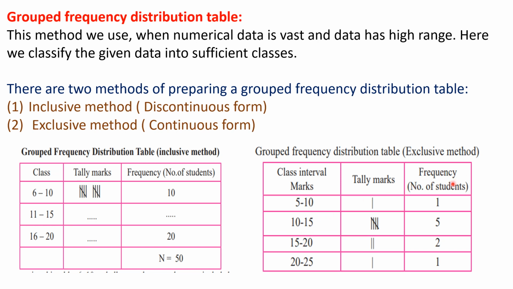So this is known as the exclusive method and the other table is known as the inclusive method. In the inclusive method, the classes are not in continuous form, they are discontinuous, and in the exclusive method the classes are in continuous form. This is the difference between the exclusive method and the inclusive method. Is it clear, students?